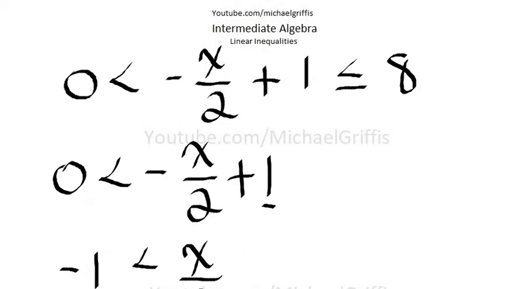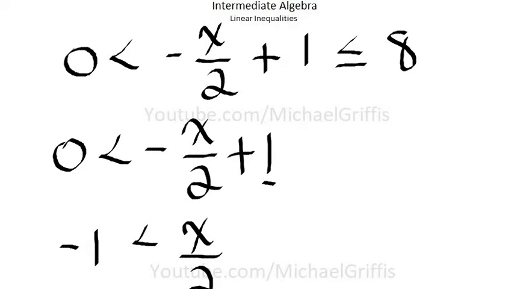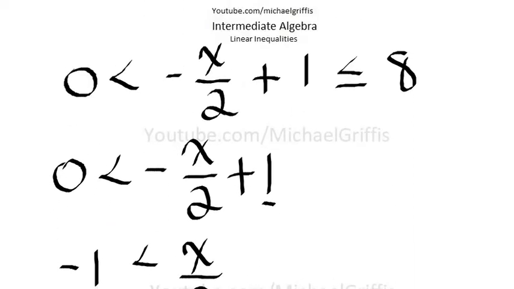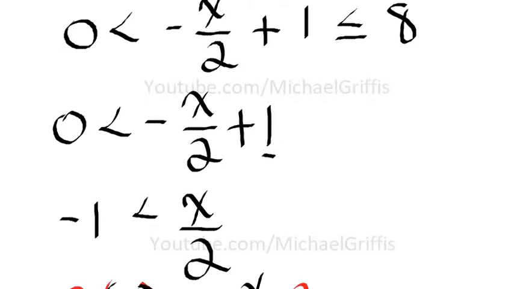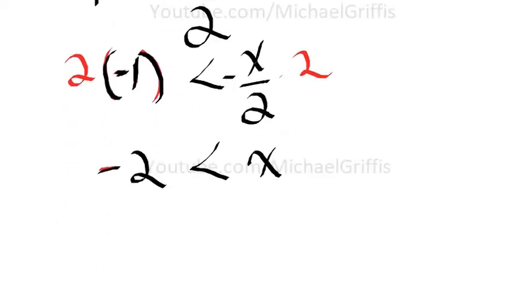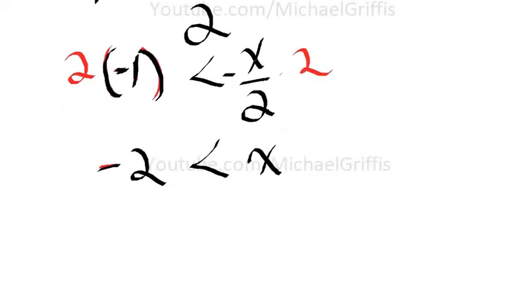Let me look back up here at something. Negative x over 2 plus 1. Oh, I see what happened. Somehow, mysteriously, that got left off. Okay, this is where we are here.